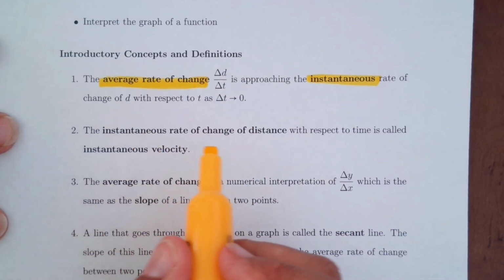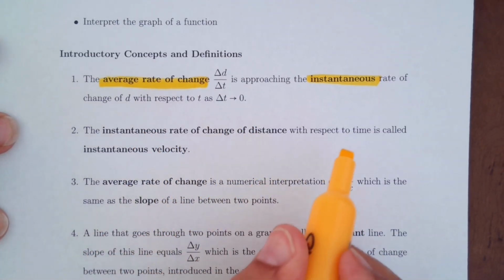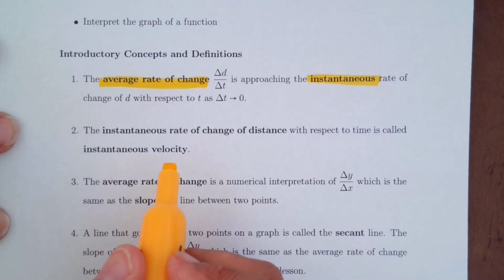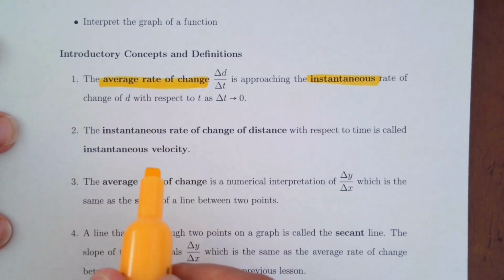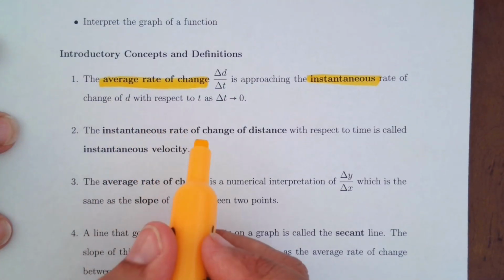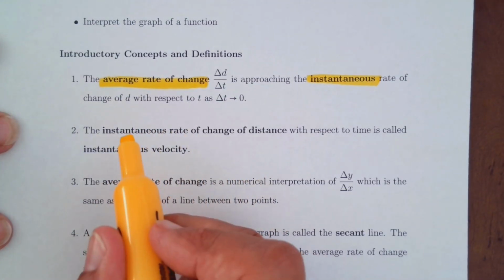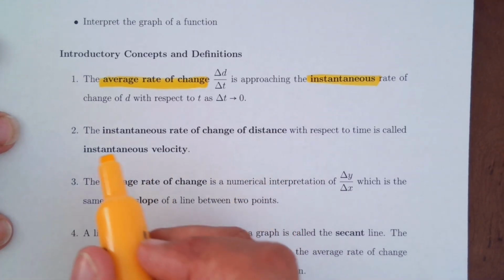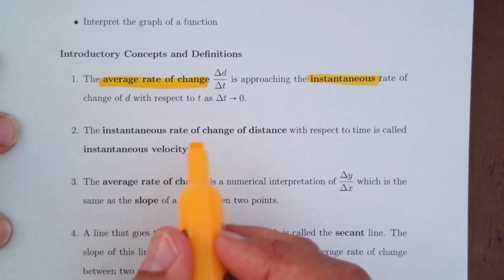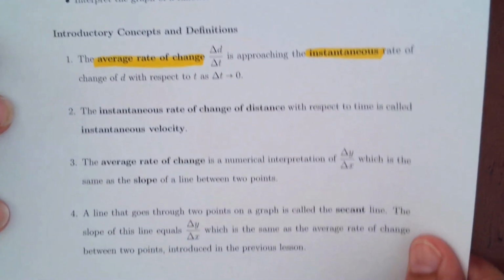All right, so the instantaneous rate of change of distance with respect to time is called instantaneous velocity. So when we start doing problems with words and real life problems, when we're looking for an instantaneous rate of change of these, we'll also be talking about velocity. Just keep that in mind as we move forward.